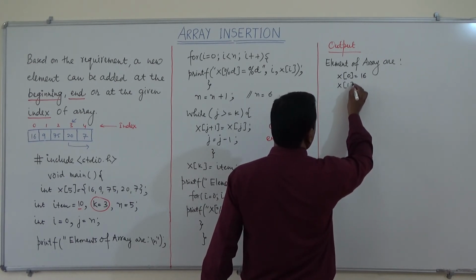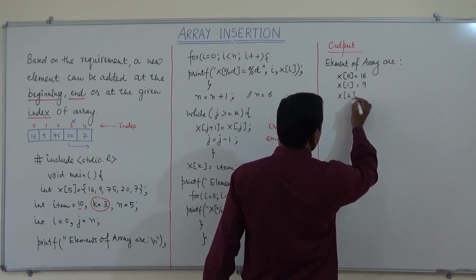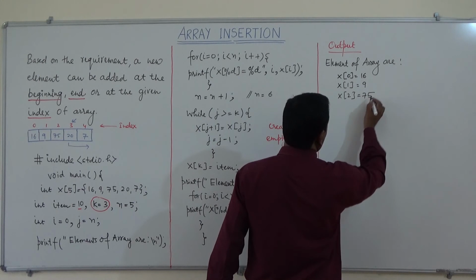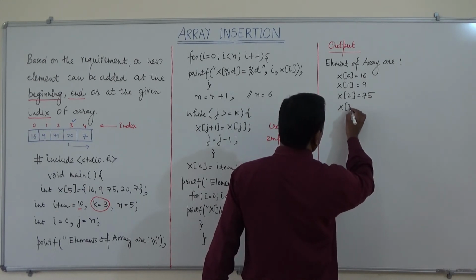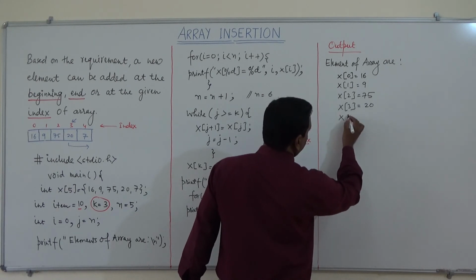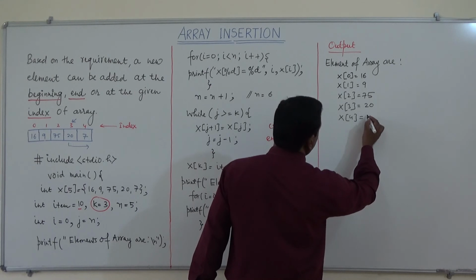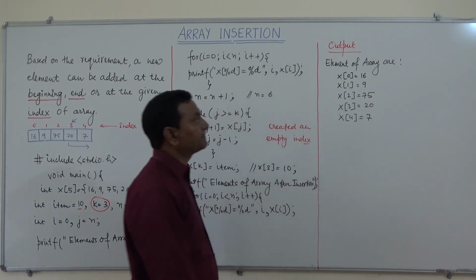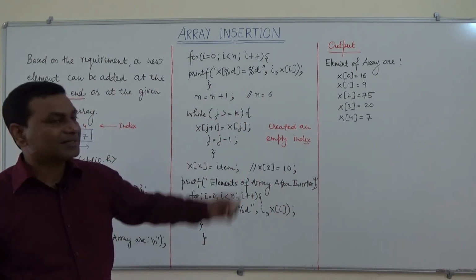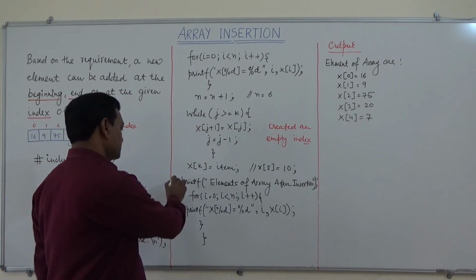and then x1 this is 9, then x2 this is 75, then x3 this is 20, x4 this is 7. So these are the elements before insertion and after insertion.